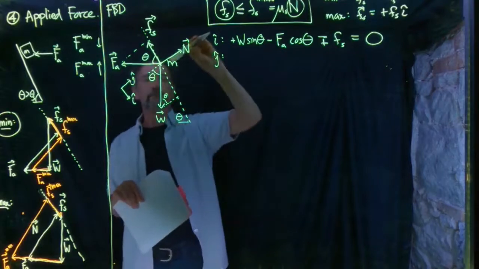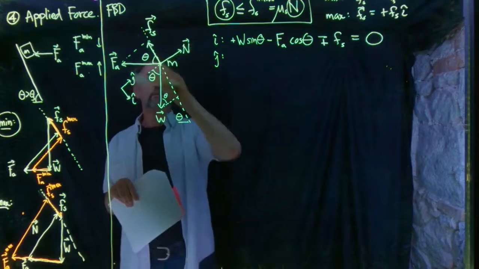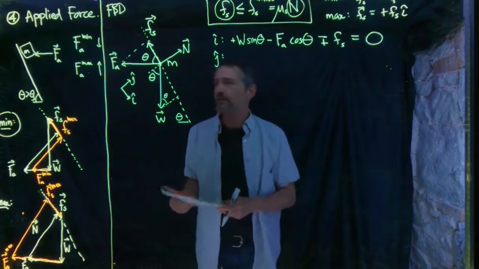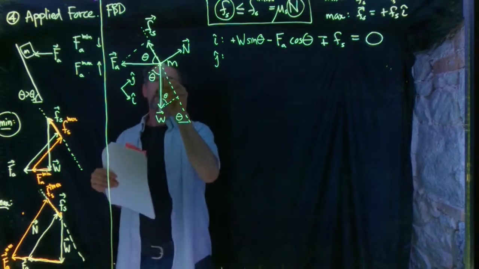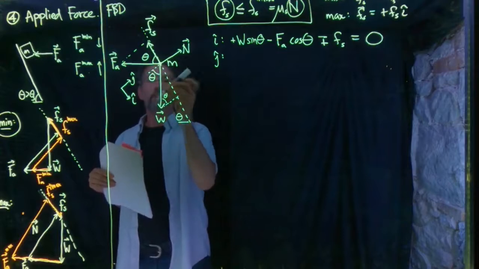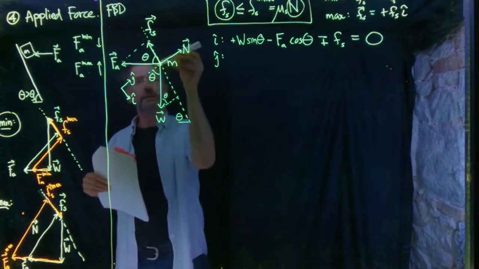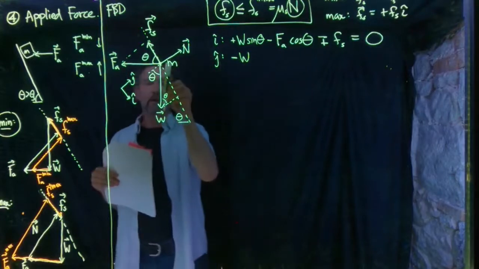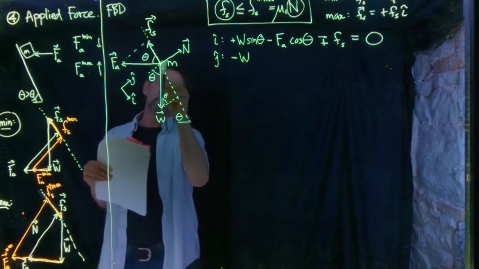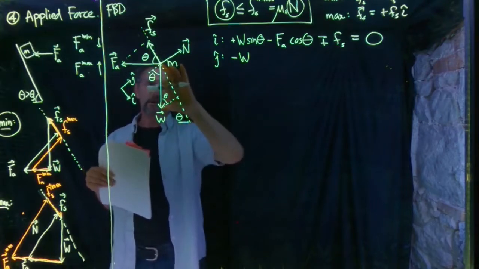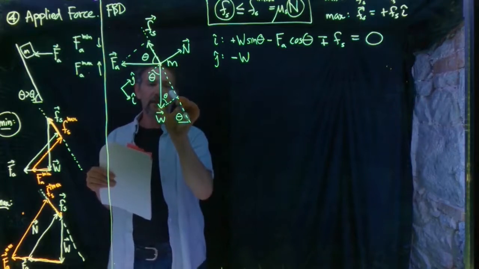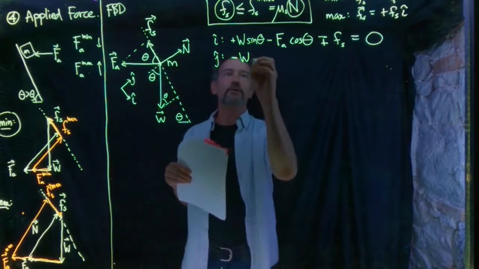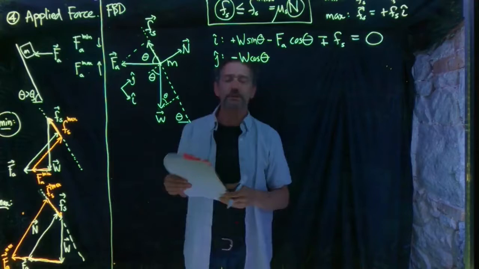J hat is this way. We're looking for the projections of all four vectors in the positive j hat direction. Let's look at the weight first. So the weight is this guy. It does have a component along this axis, but it's in the negative j hat direction. So it'll be negative the magnitude of the weight times cos theta. If I take the hypotenuse times cos of that angle, I'll get that projection of the weight. So it's in the negative j hat direction, W cos theta.